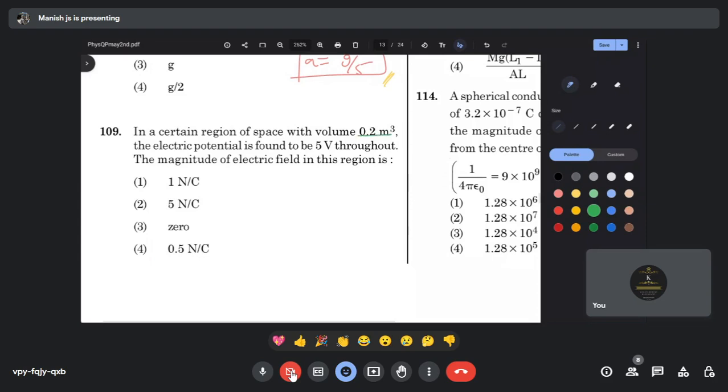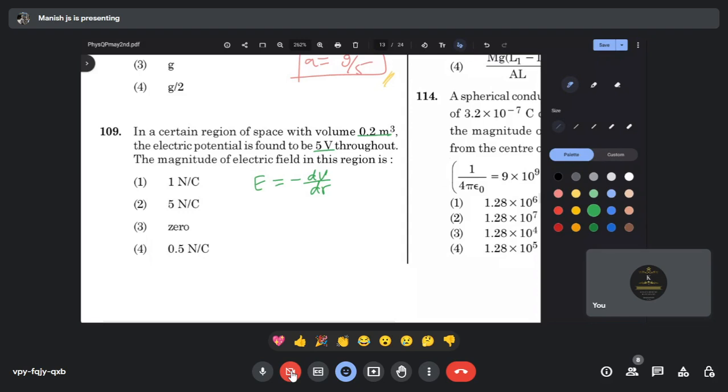So what have they given us? They have given the volume. Then the formula: E is equal to minus dV by dr. That is the formula we already learned. They're asking, what is the magnitude of electric field? Is there any change in potential?